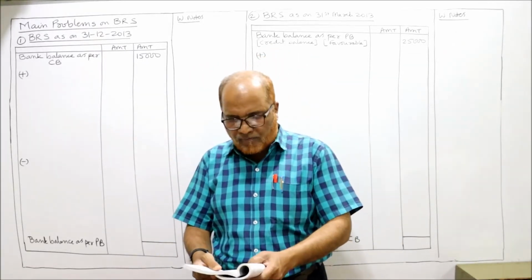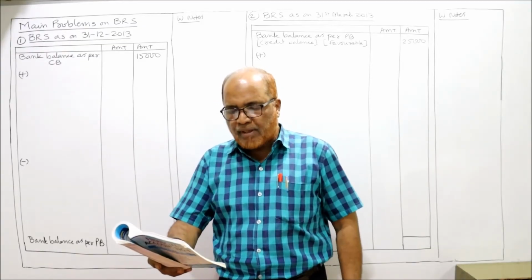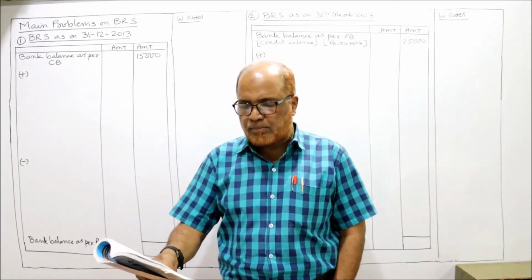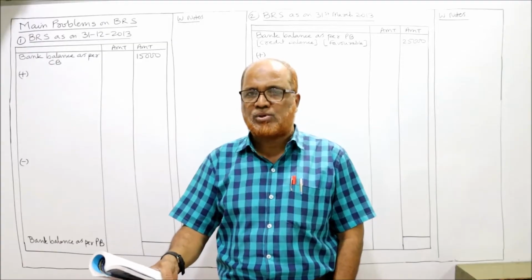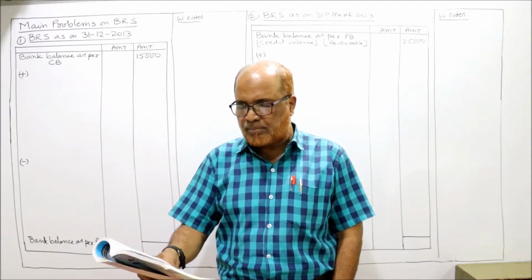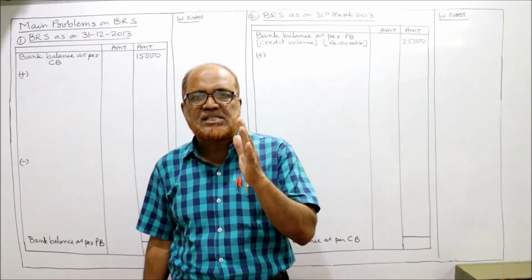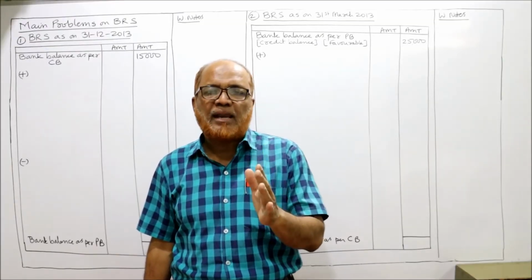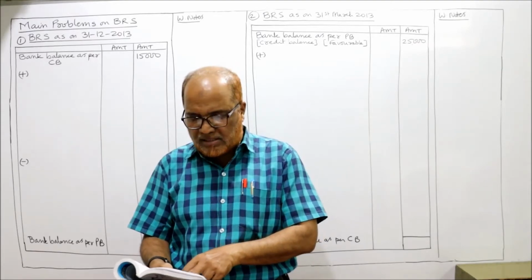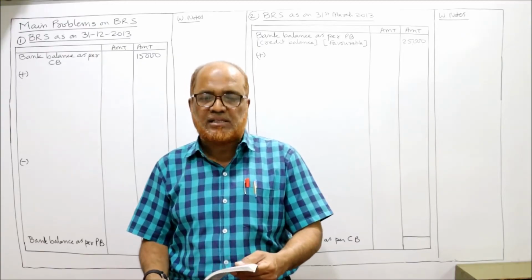Come on, I'm reading out the first main problem on BRS, bank reconciliation statement. See the problem. From the following particulars, prepare bank reconciliation statement as at 31st December 2013. Bank balance as per cash book on 31st December 2013 was 15,000. So one of the balances will be given in the problem. That will be the starting point. Here the bank balance as per cash book is given. How much is the cash book bank balance? 15,000.